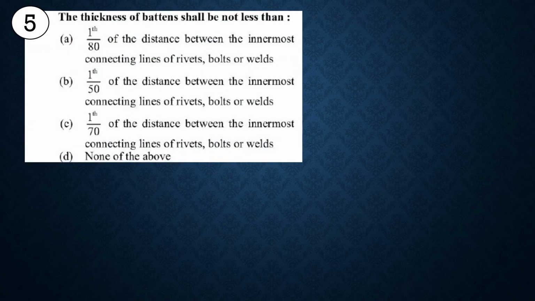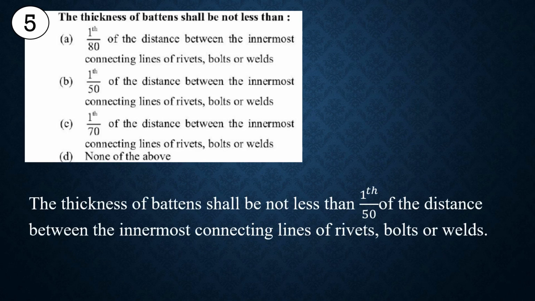Then next question, the thickness of battens shall not be less than 1/50th of the distance between the innermost connecting lines of rivets, bolts or welds. Here option B is correct, and this is an important question. The thickness of battens shall not be less than 1/50th of the distance between the innermost connecting lines of rivets, bolts or welds.